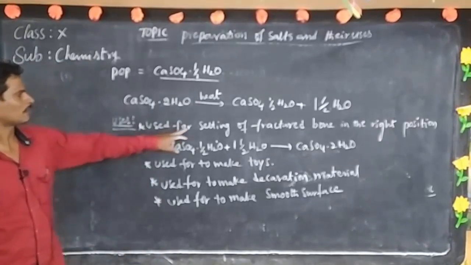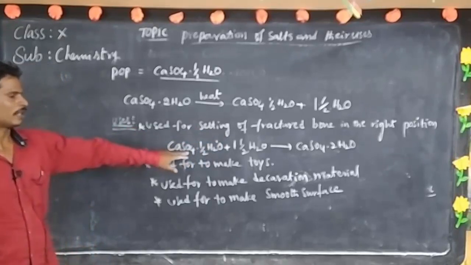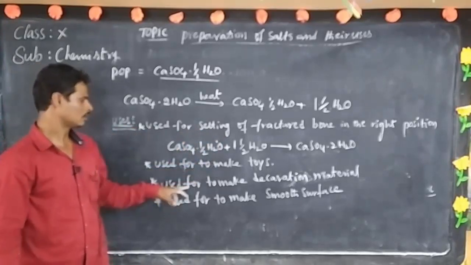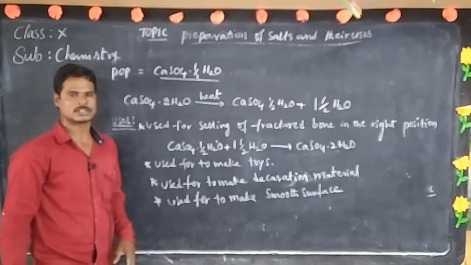So what are the uses? Used for setting fractured bones in the right position. The reaction occurs in this situation. Next, used to make toys, used to make decoration material, used to make smooth surfaces.